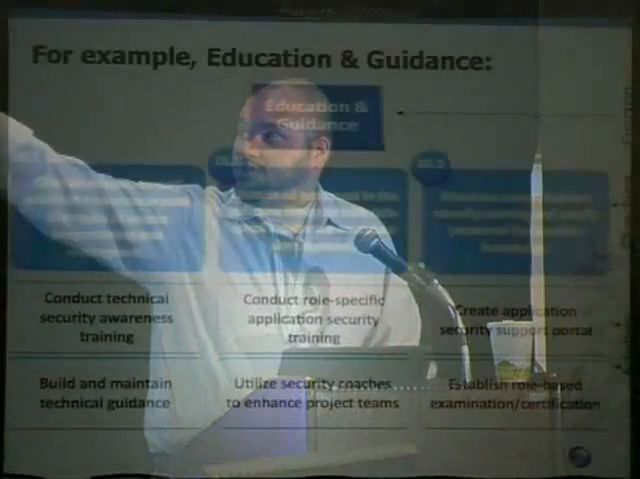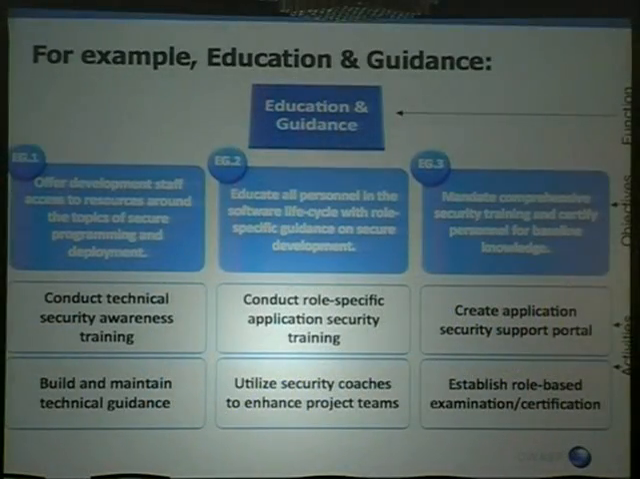So, education and guidance box, you have the three levels underneath it, right? So what you see in EG1, EG2, and EG3 are the three objectives that are successively more sophisticated, right? So as an organization, you would start with level one, which, what you see in the boxes below are the activities that are defined for each of these. And the activities are cumulative, right?